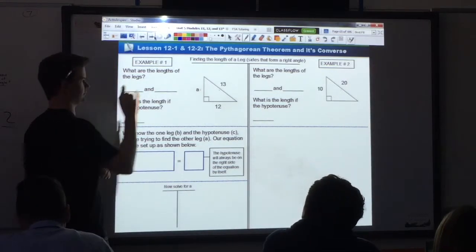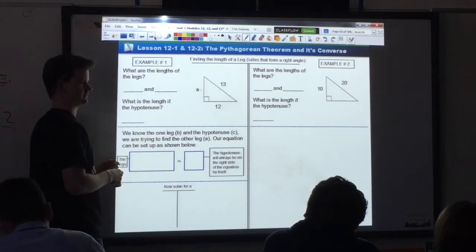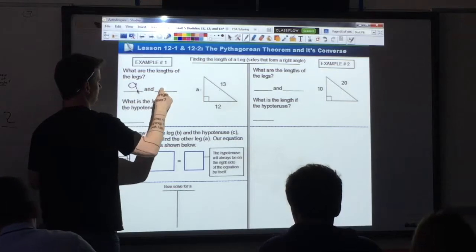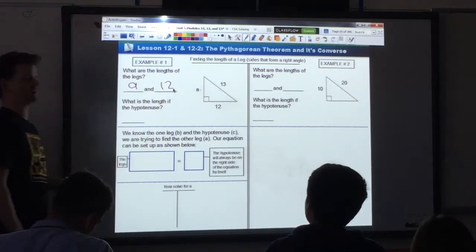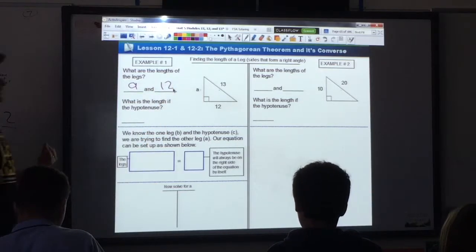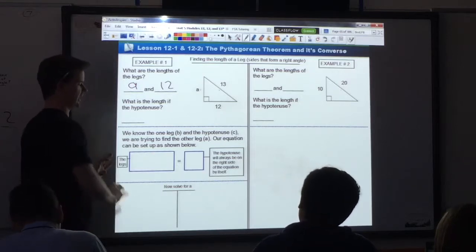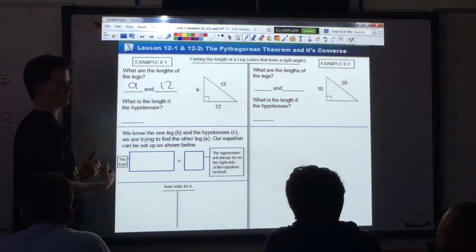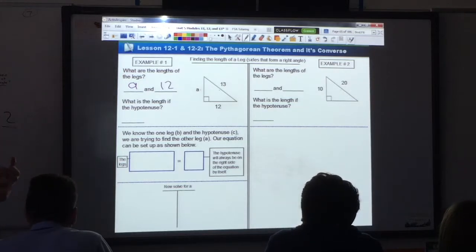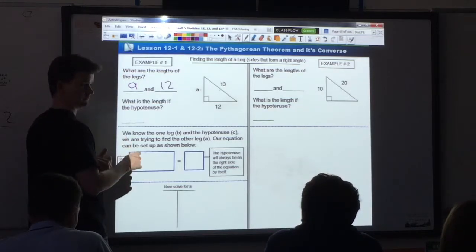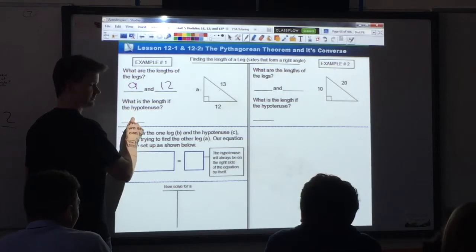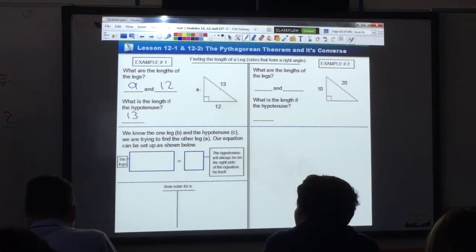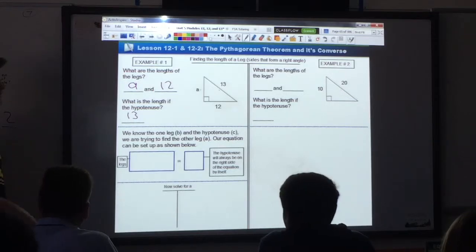Here, Shimon, what are the lengths of the legs? A and 12. So A and 12. Notice that this time we're not trying to find the hypotenuse. Instead, we're trying to find a leg. That's going to change up how we solve this equation just a little bit. What is the length of the hypotenuse, Matt? 13. All right. So since we're trying to find the leg, that's going to change how we would write this equation.